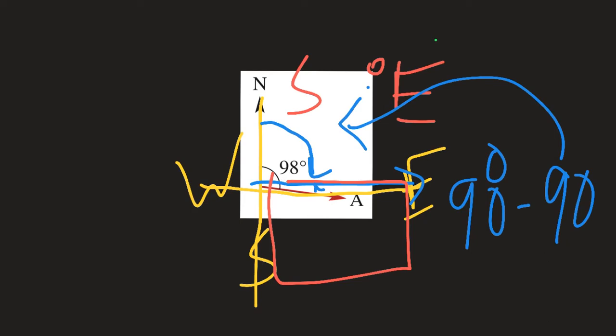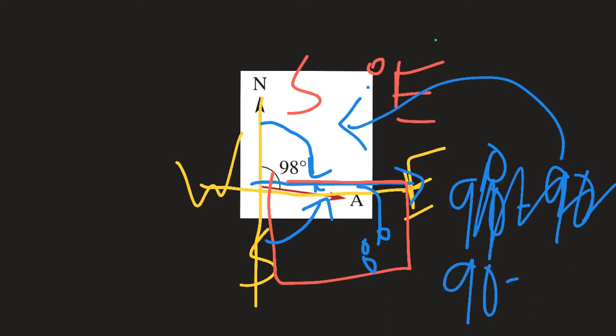So that's not going to get us where we want to be. You want to know how far it is from south. So you know that that little bit right there is 8 degrees. So what we would do now is take the 90 degrees, subtract 8 degrees to get 82 degrees. So that'd be south, 82 degrees east, is our answer.